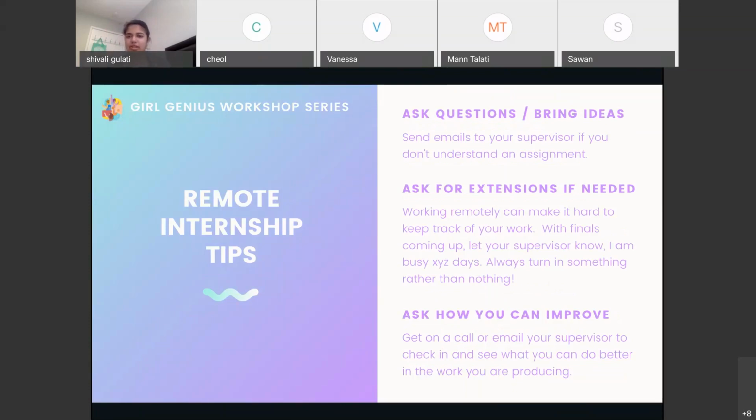If you have an internship, these are my biggest tips. The first is to ask questions and bring ideas to the table. I think that over communicating is super important when it comes to working remotely. If you really don't understand the assignment, it's not like you can just hop over to the desk and ask them. You have to make that clear from day one.